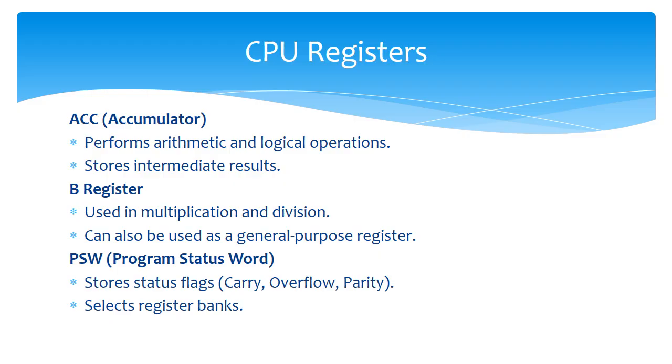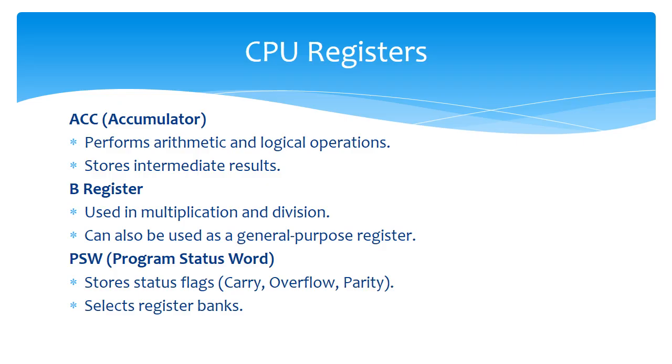And coming to the CPU registers, it has an accumulator which is termed as ACC. So the results from the arithmetic and logical operations will be stored in the accumulator. The operands that are needed for the arithmetic and logical operation will be saved in the accumulator, and all the intermediate results will be saved in the accumulator.